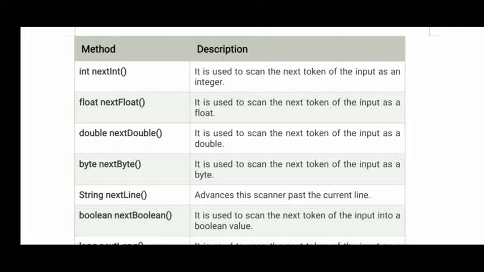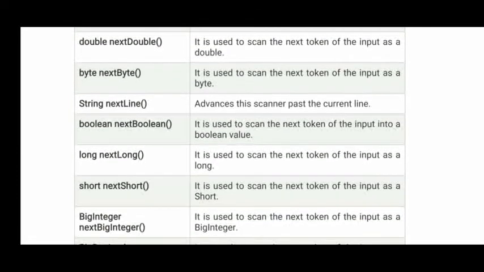Okay, nextFloat means whatever you are going to take from a user, that is a float. So depending on the value you are passing to the system, based on that you should call the method. Okay, nextInt means the user is going to give an integer. nextFloat means the user is going to give a float value at runtime. nextDouble means the user is going to give a double value at runtime. nextByte.